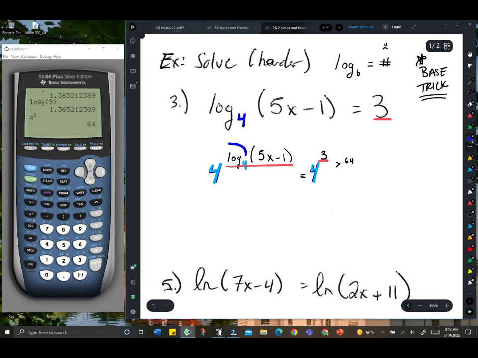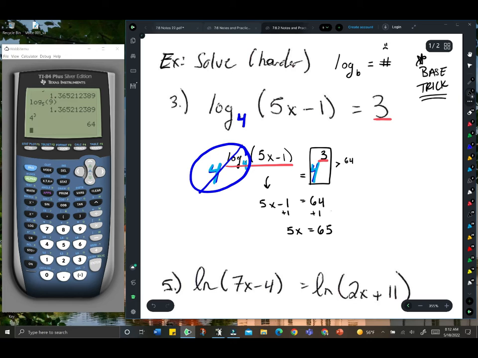Now the mathematical magic that happens is that this essentially cancels. So what we're left with is 5x minus 1 equals 4 to the third, which is 64. Then we have that equation to solve. It's really not too terrible. It may look scary at first, but hopefully you come to find it's really not all that bad. So x is equal to 13 from there.